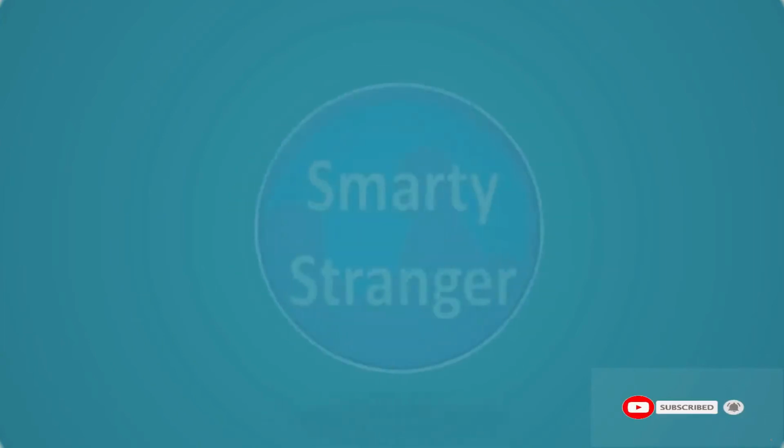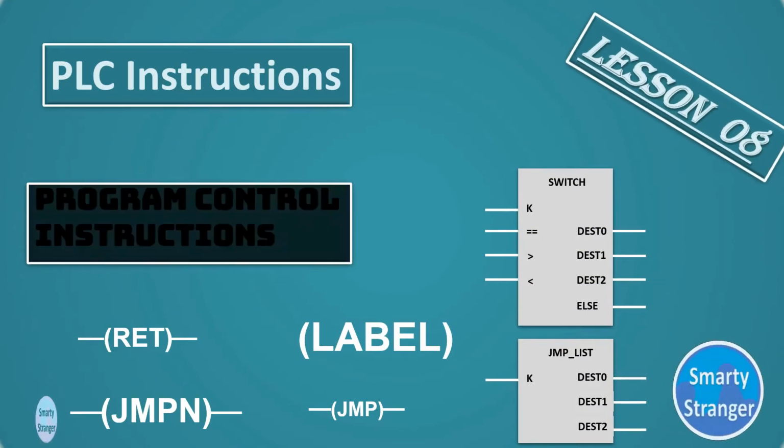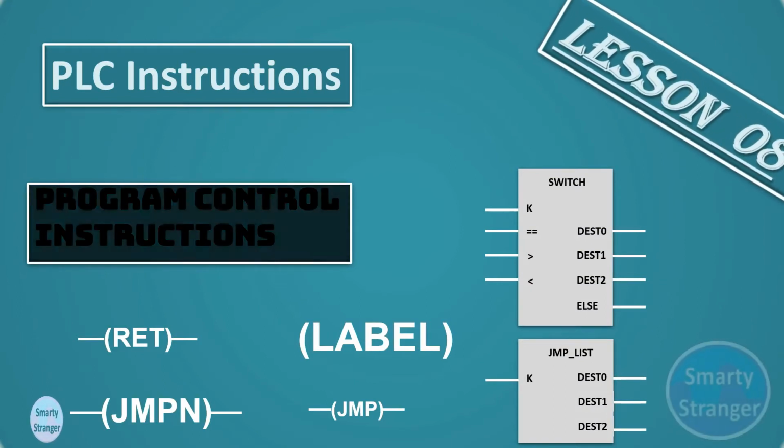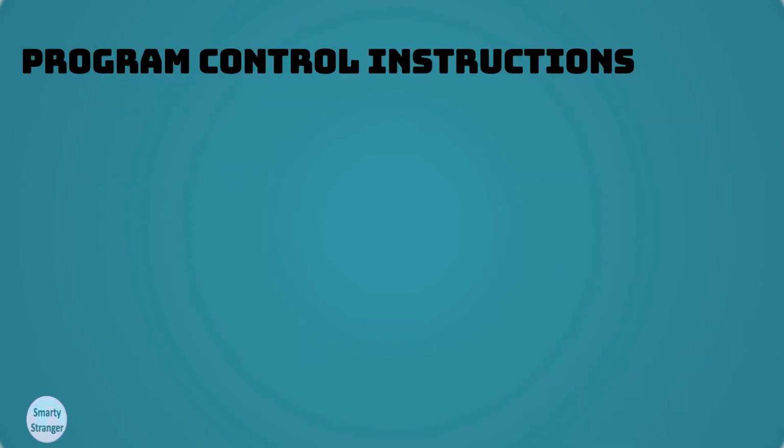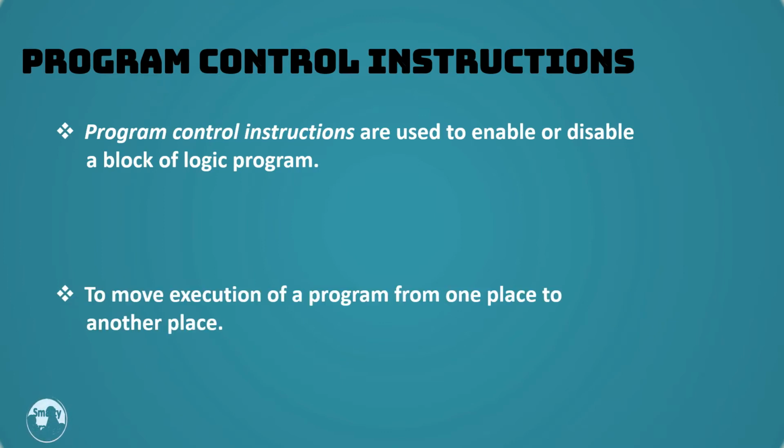Today we will try to learn about our next instructions family, which is Program Control Instructions. Program control instructions are used to enable or disable a block of logic program, or to move execution of a program from one place to another place.